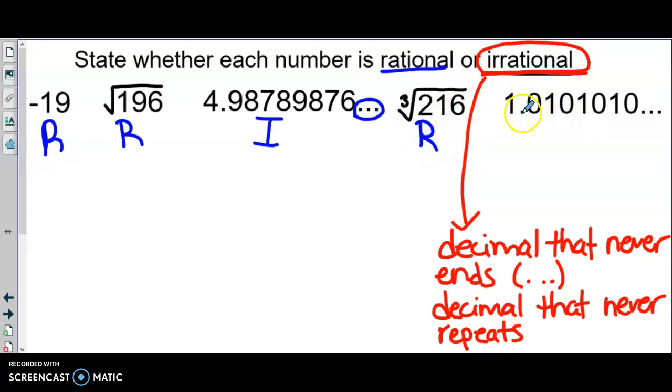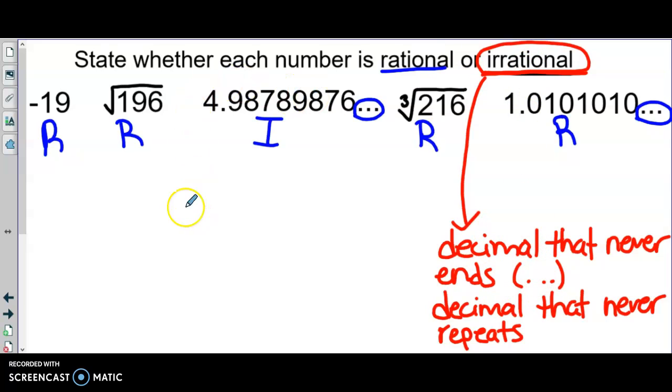And then we have 1.01010101... We know it never ends, but it does repeat, right? We have 0, 1, 0, 1, 0, 1. Since it repeats, it is rational. In order for it to be irrational, it has to never end and never repeat.